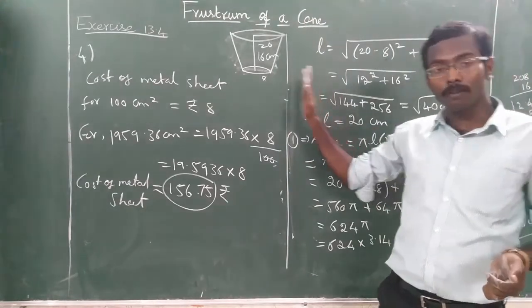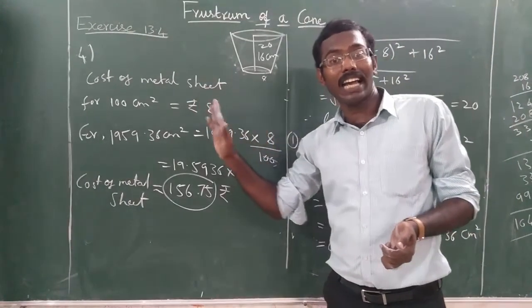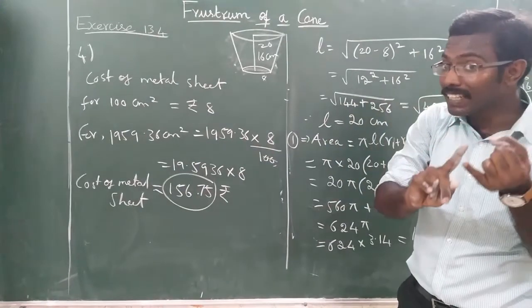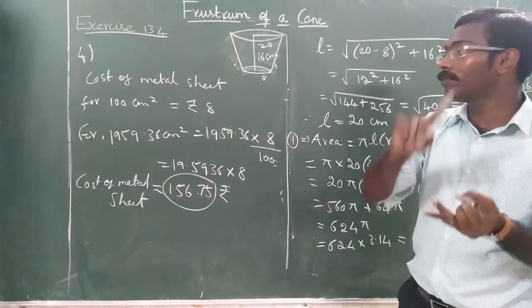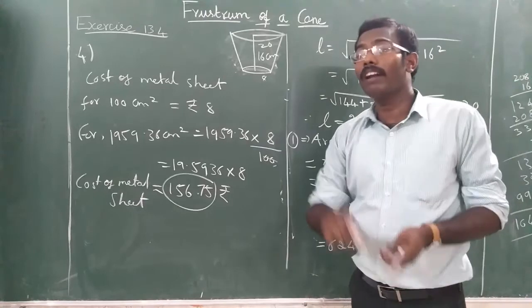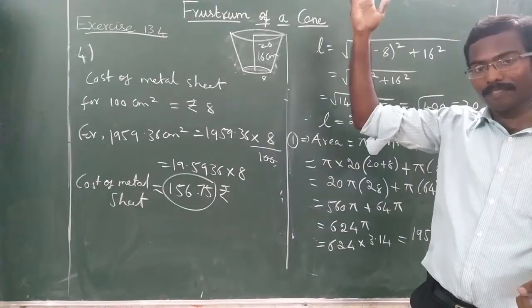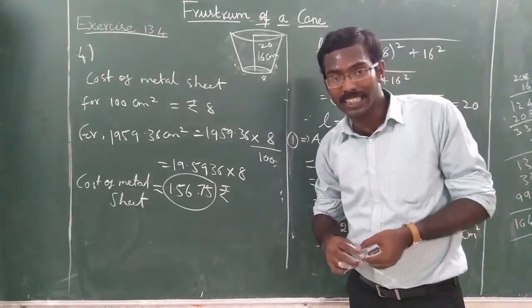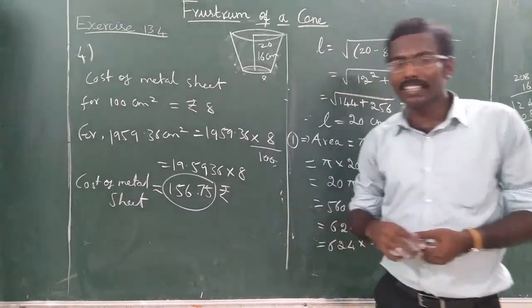So that's all for today. So we are closing this class. So we have completed exercise 13.4. First sum, second sum and fourth sum. Third sum is your homework. Fifth sum we will do it later. Okay, after completing the trigonometry chapter, because that sum is based on trigonometry.